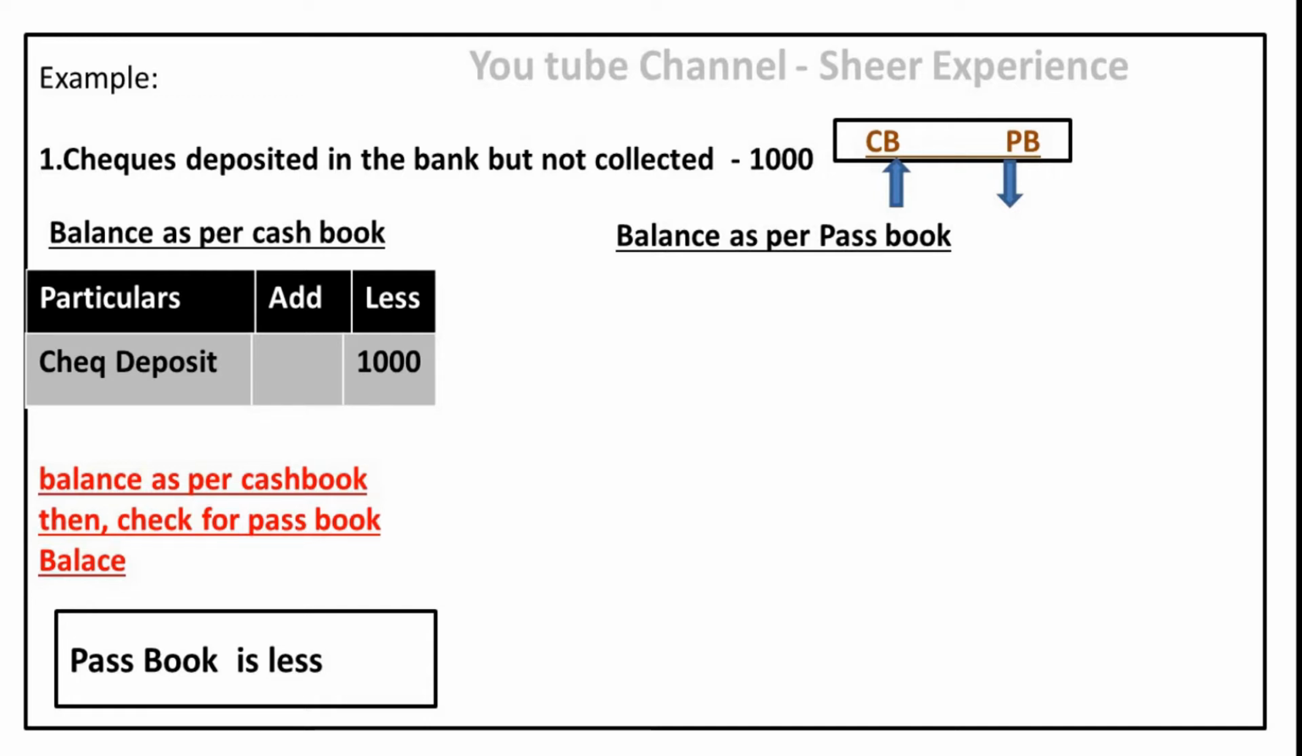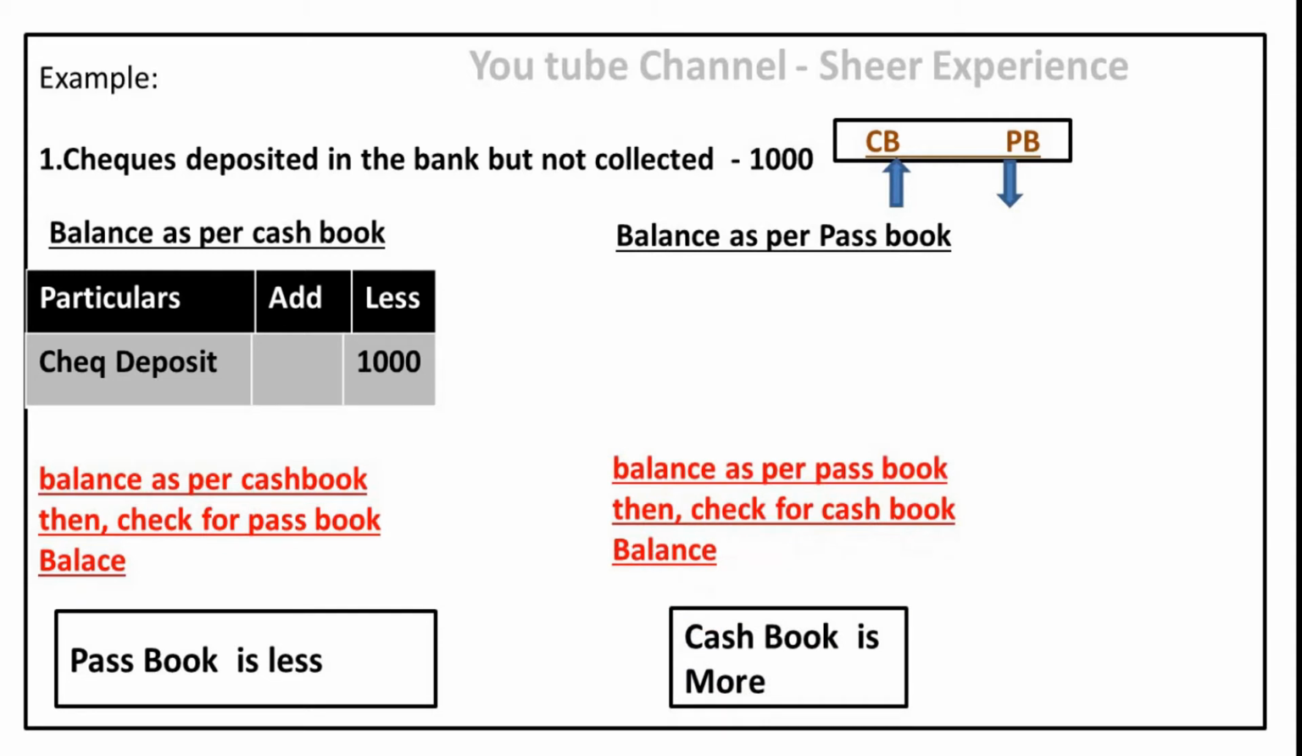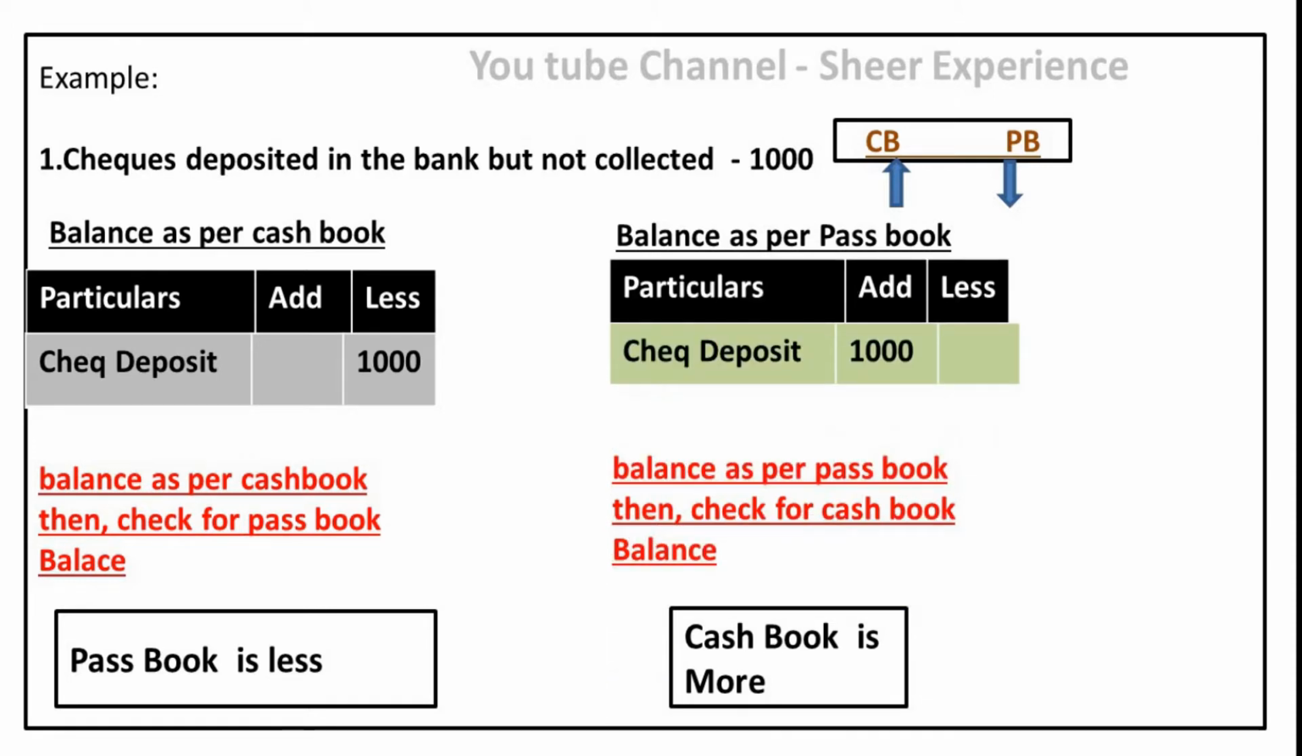Similarly, we have to prepare it for balance as per passbook. When we are preparing bank reconciliation statement as per passbook balance, we have to check for cash book balances. Here cash book balance is more. So I will mention the amount in add column.